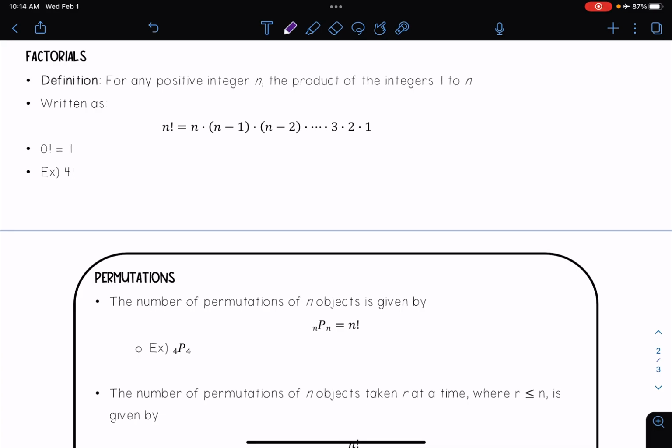So for example, 4 factorial would equal 4 times 3 times 2 times 1, which is just equal to 24.